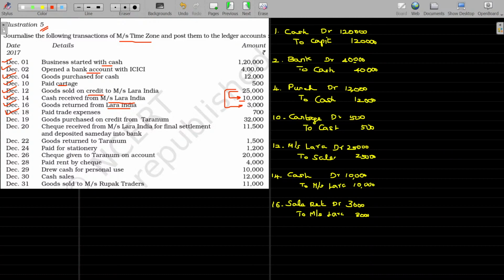On 18th December, paid trade expenses rupees 700. So debit the trade expenses and the cash. Trade expenses account debit to cash. The value being 700.